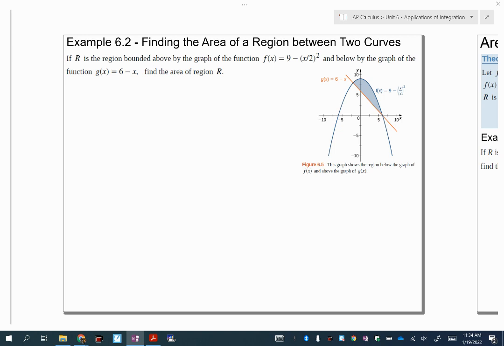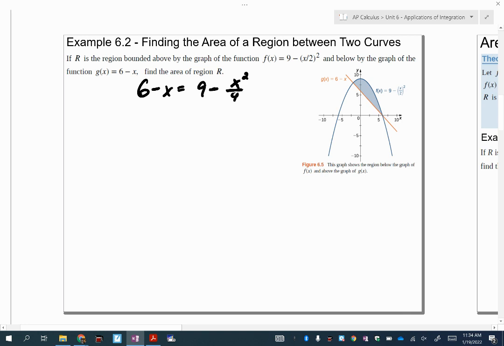You could type this into Desmos and literally click on where they intersect to find those x values. I'm going to do the algebra here to find it. So you're going to set them equal to each other: 6 minus x equals 9 minus, and I'm going to go ahead and square this, x squared over 4.